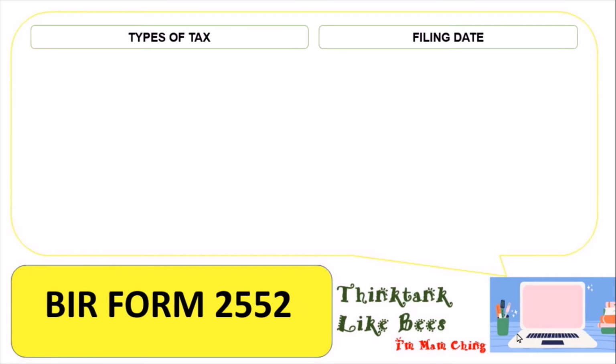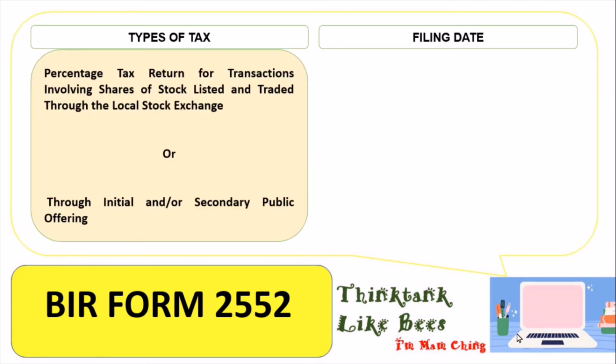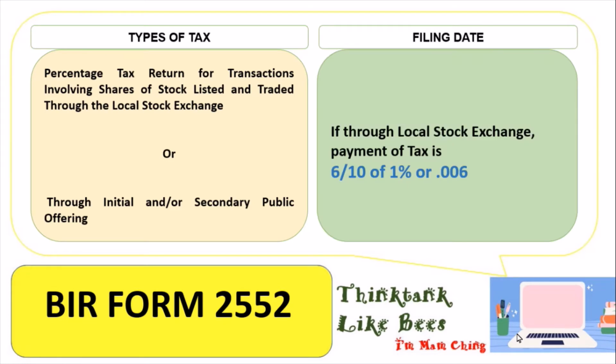And we have 2552. This is a percentage tax return for transactions involving shares of stocks listed and traded through the local stock exchange or through initial or secondary public offering. The tax for the local stock exchange is 6/10 of 1% or 0.006 multiplied by the amount of the transaction involving shares of stocks listed.